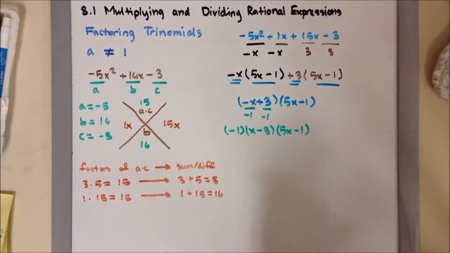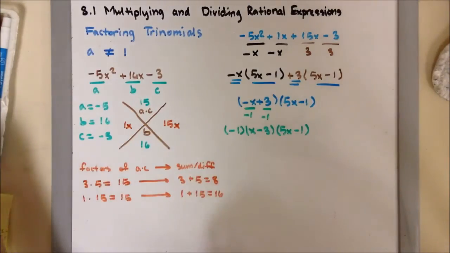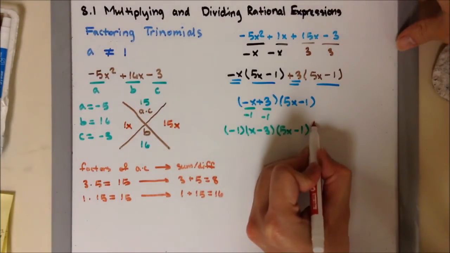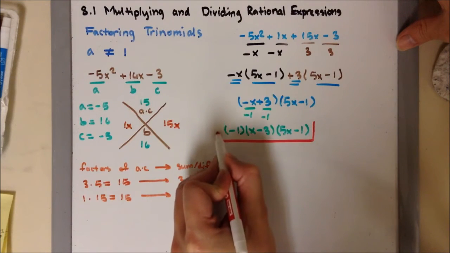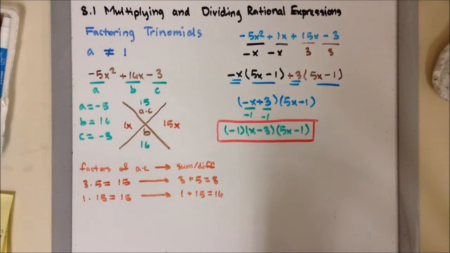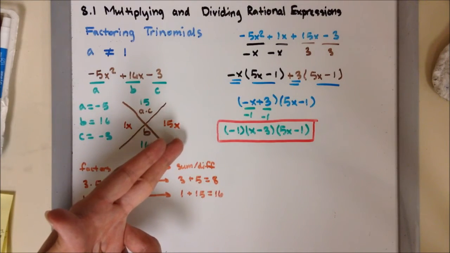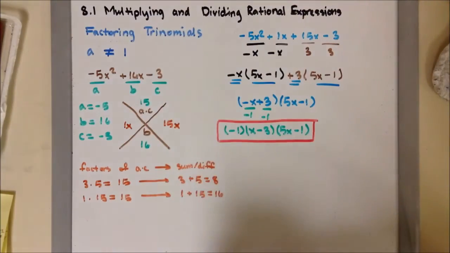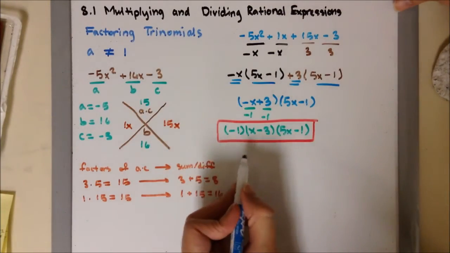So this one, I have the negative 1 outside. And then let me box my answer. So my final answer is negative 1 times x minus 3 times 5x minus 1. Alright, so now if someone had put 15x first instead of 1x, then if I do the work correctly, I should have the same answer. So let's set up our work.